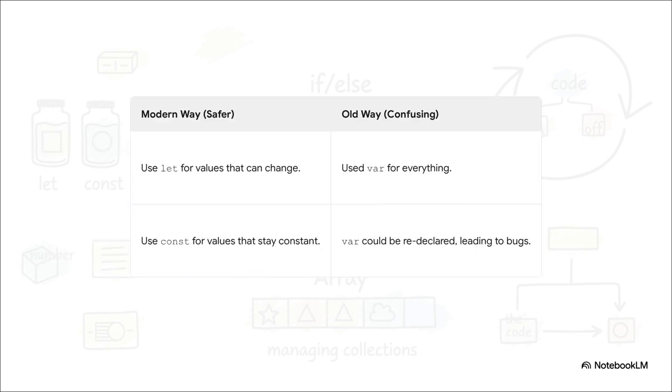Now, to actually create these containers in JavaScript, we use a couple of special keywords. Back in the day, everyone just used var for everything. The problem was, var could get pretty confusing and lead to some really weird bugs. So modern JavaScript introduced two new, much safer options. We use let for variables that we expect to change, like a player's score in a game, and we use const for constants, values that we set once and never ever want to change, like the value of pi. This just makes our code way more predictable and a lot easier to work with.